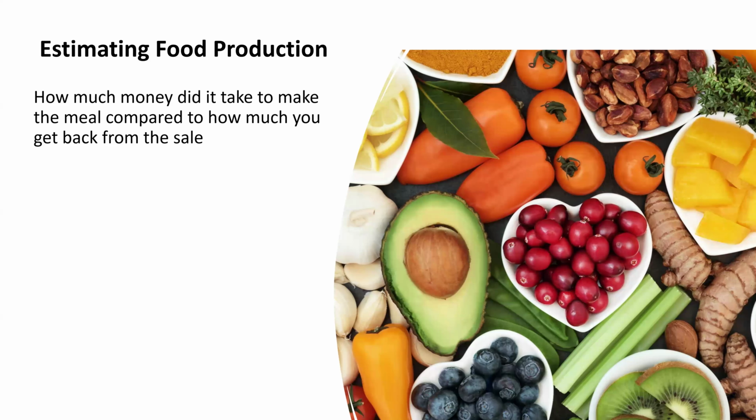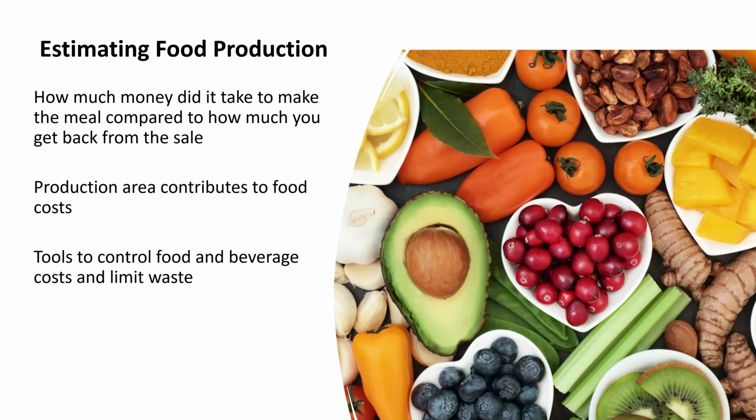So one of the main things here that you really want to analyze is how much money did it take us to make the meal compared to how much money you got back from charging the customer. Okay, so that's really where it starts and stops. We certainly want to charge more than what it costs to make, but we have to take everything into consideration. And how wide is that delta? Certainly the production area contributes to food costs, right? Because there could be errors here as well.